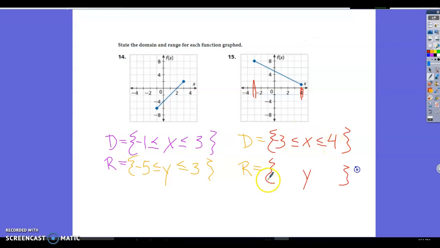All right, and the range goes from the lowest point. So it looks like the lowest point is about 1 to 8. So from 1 to 8. And again, the endpoints are included.